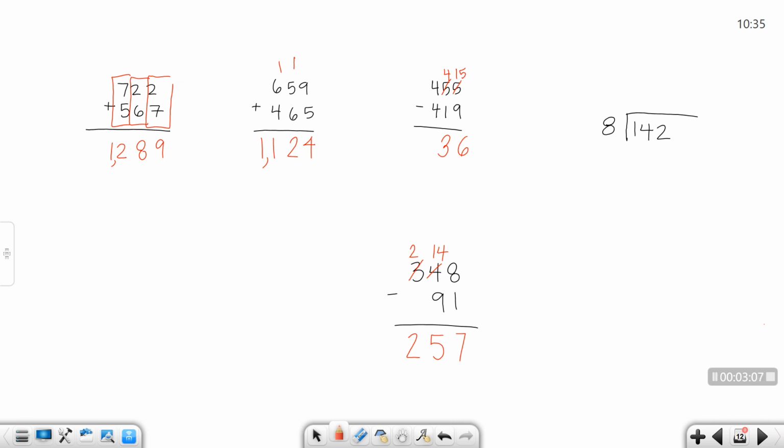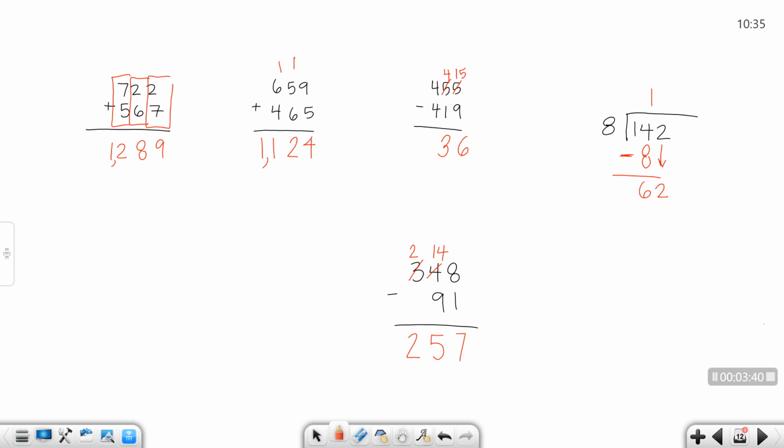Lastly on this page I have division. So 8 doesn't go into 14 evenly. 8 times 1 is 8 and 8 times 2 is 16. So I know I can't go up to 2 because that would be too many. So I'm going to start with 8 times 1. Okay, 8 times 1 is 8, and so I'm going to line it up right here, and then I subtract. And when I draw my line, I change my sign so I make it subtraction. 14 minus 8 will give me 6, and I bring down the 2.